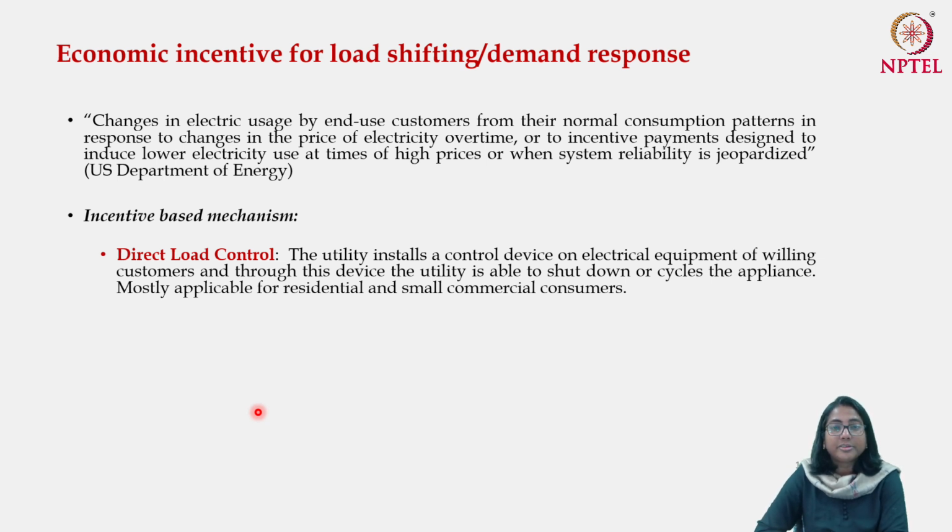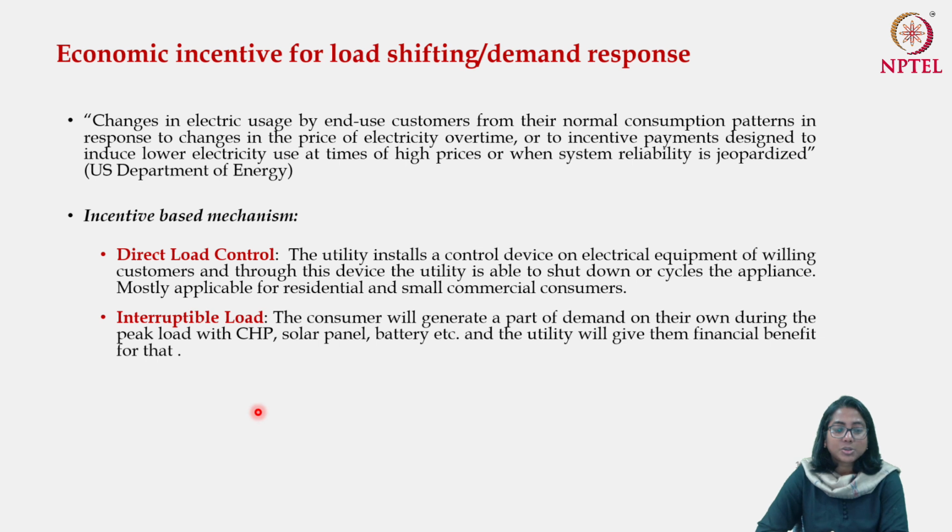The first one is called the direct load control. Here the utility installs a control device on electrical equipment of willing customers, and through this device the utility is able to shut down or cycle the appliances. So this is the same as flexible load management. The utility can control the usage pattern of some of the electrical equipment installed mainly in the residential sector or in the small commercial sector. This does not really happen in the case of the industrial sector.